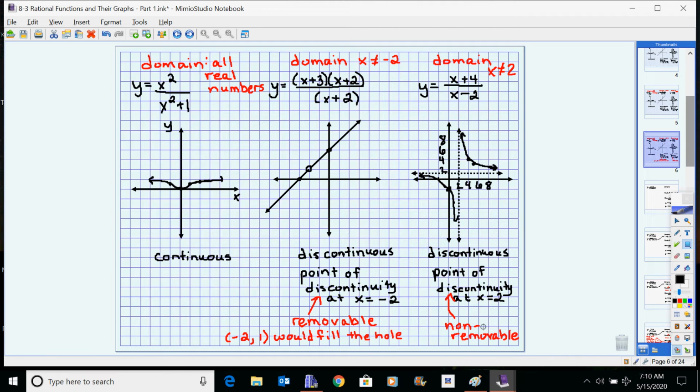If the point of discontinuity is not fillable by a single point, in other words, there's not one single point that you could put in here that's going to make this connect, because you're going down this way to infinity and going up this way to infinity, there isn't just one point there. There's an asymptote instead. That's called non-removable.